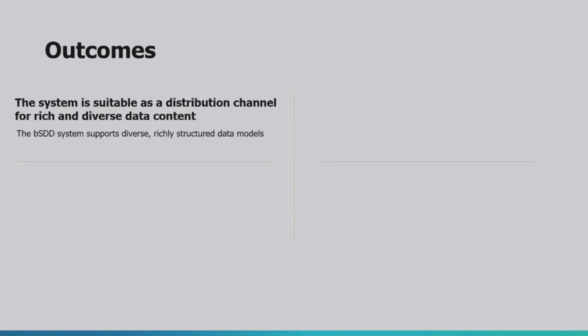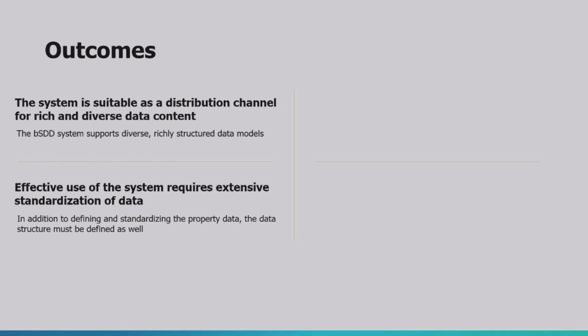And lastly, outcomes. The system is very suitable as a distribution channel for a rich and diverse data content. The system supports richly diverse data contents. Effective use of the system still requires extensive standardization of data. In addition to defining and standardizing the property data and values and content of the properties, we have to standardize and define also the structure of the data in the system.